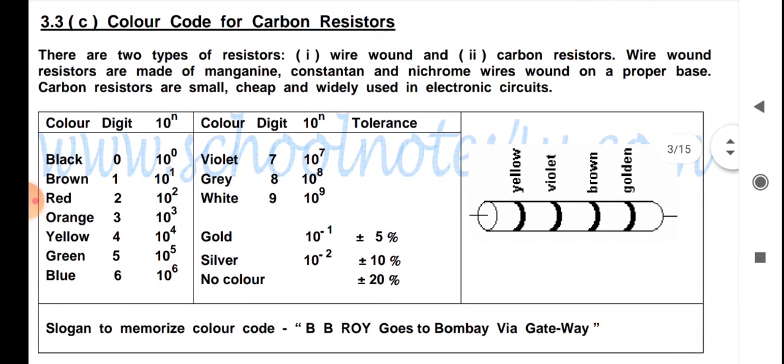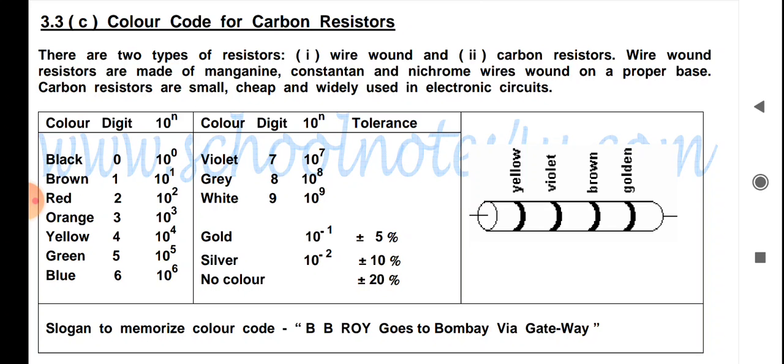Now the resistors. Resistors are devices used in electronic circuits. There are two types of resistors. First, wire wound, and second, carbon resistors. Wire wound resistors are made of manganin, constantan, and nichrome wires wound on a proper base. Carbon resistors are small, cheap, and widely used in electronic circuits. There is the color coding of the resistor.